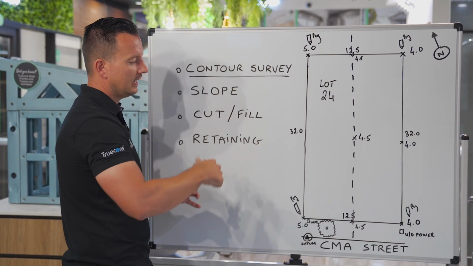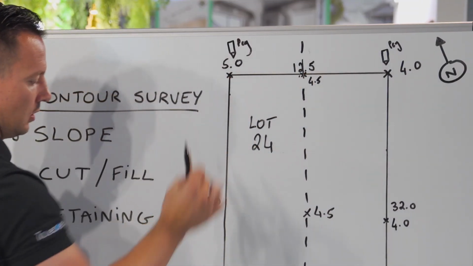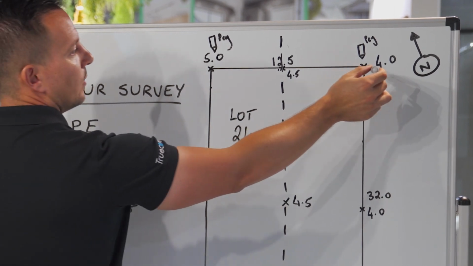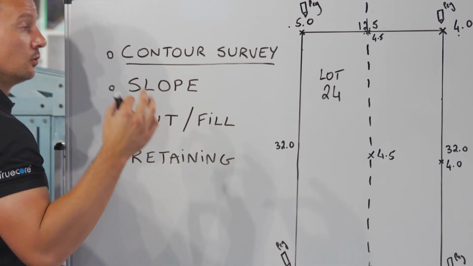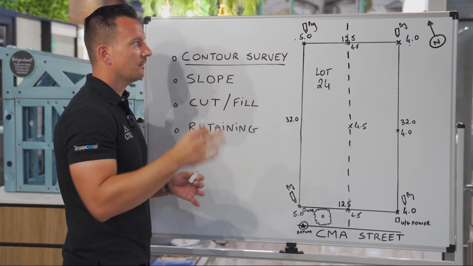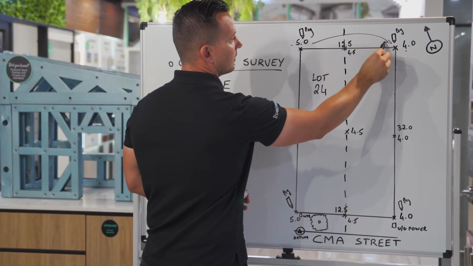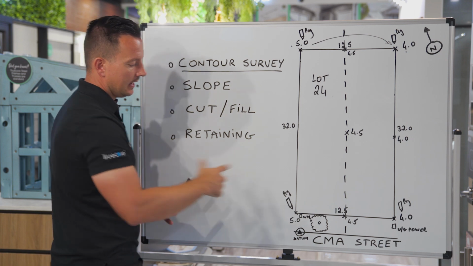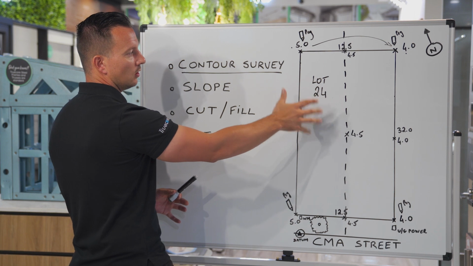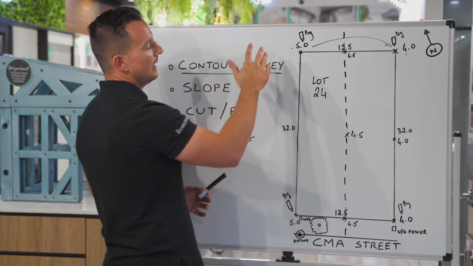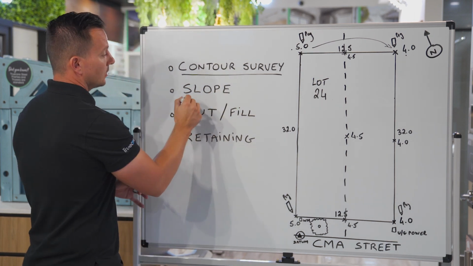So, going back into the levels, how do you work it out? The easiest thing is to look at the corners of your block. In this particular case, we have 4 meters on the right and we have 5 meters on the left. Don't worry too much about that number itself, worry about the difference in the numbers. So in this particular case, we've got a difference of 1 meter. And the same applies to the front and the same applies in the middle of the block. So what happens is this particular block, lot 24 on CMA Street, is sloping from left to right 1 meter. So that's the sloping part.